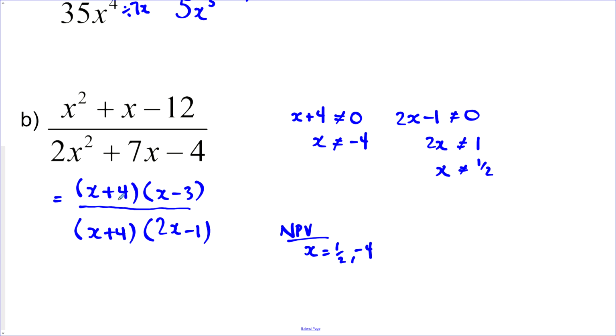We've got a common factor in the numerator and the denominator. It's this whole binomial, x plus 4. So let's get rid of that. This is why we had to do our non-permissible values before we canceled anything out, because if I try to do it now, I'd be missing the negative 4 because it's gone now.